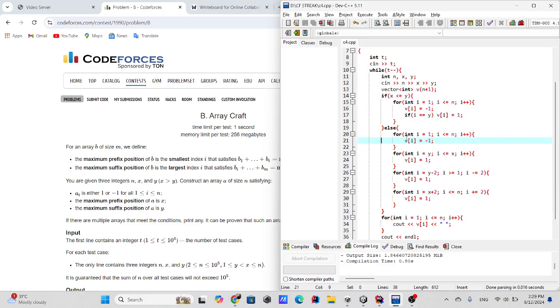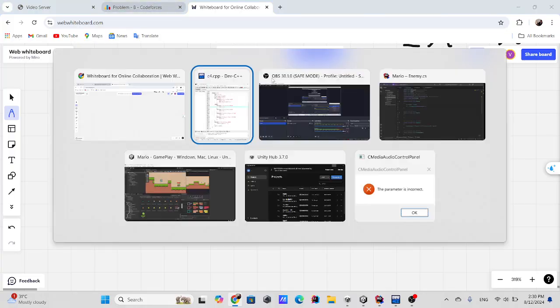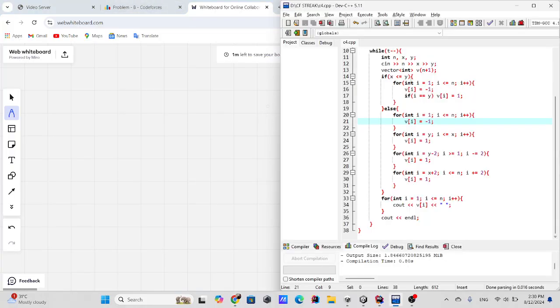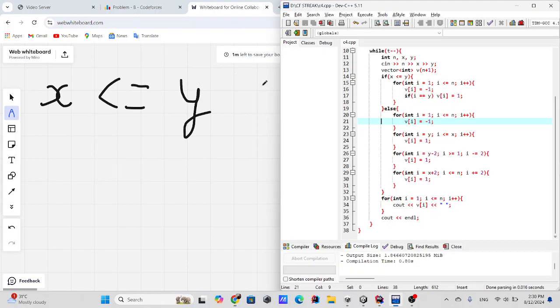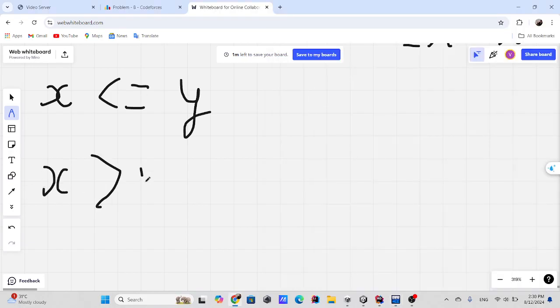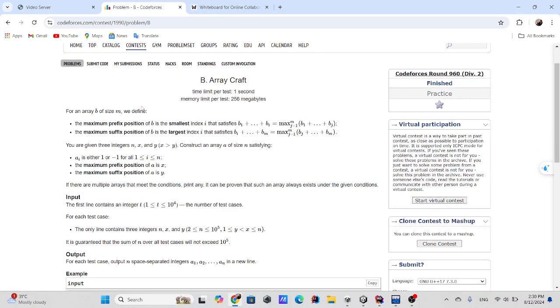I want you guys to pause the video and maybe read my code a little bit. So yesterday we figured out that there are two constraints. The first one is x is smaller than or equal to e, and the second one is x is larger than e. So what happens if x is smaller or equal to e? I will not explain the problem again. If you want to understand this, please read the problem.